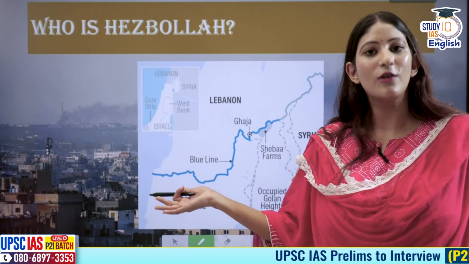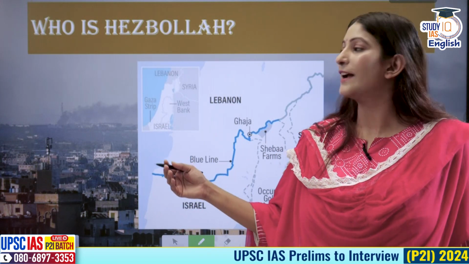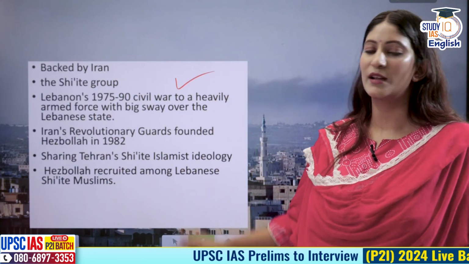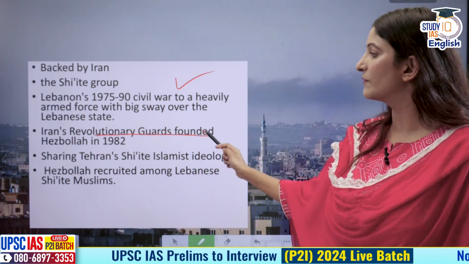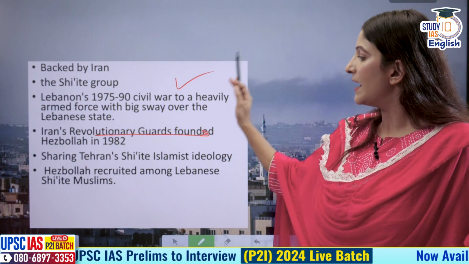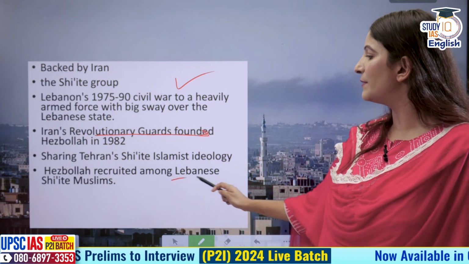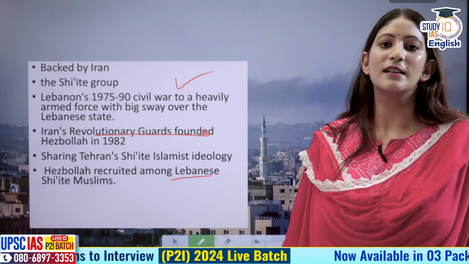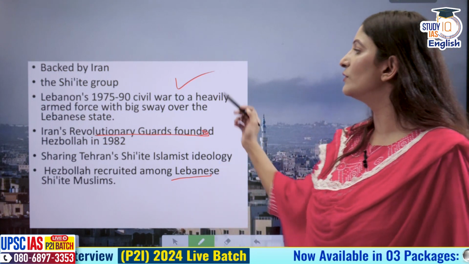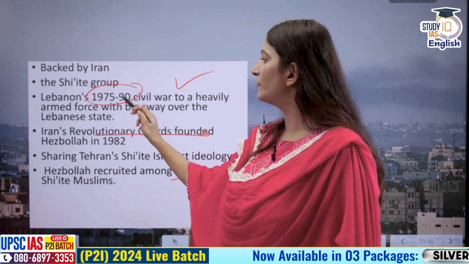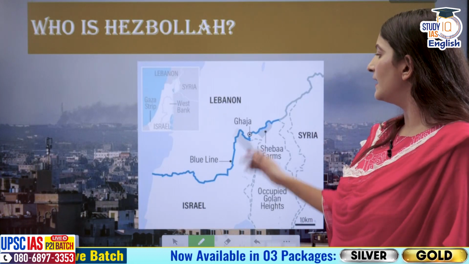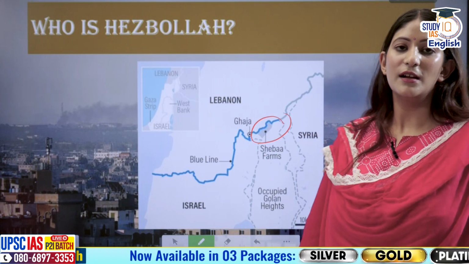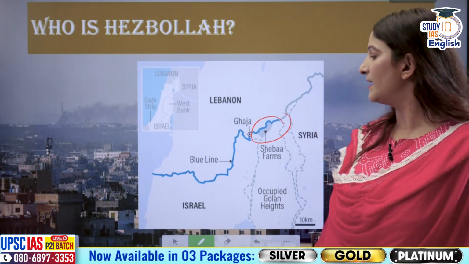Now, Hezbollah also comes into the picture. Hezbollah is actually a Shiite group. It is backed by Iran. It was created by Iran's Revolutionary Guards in 1982. It gets its recruitment from Lebanese Shiite Muslims, and its origin can be traced back to Lebanon's 1975 to 90 civil war, and they are also against Israel. They have also targeted many facilities of Israel in the Sheba farms.